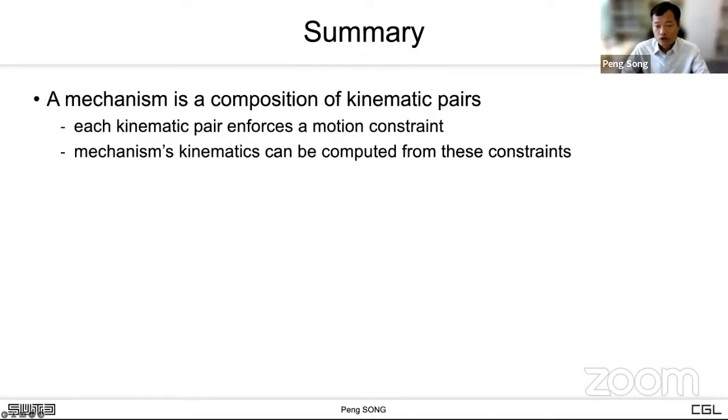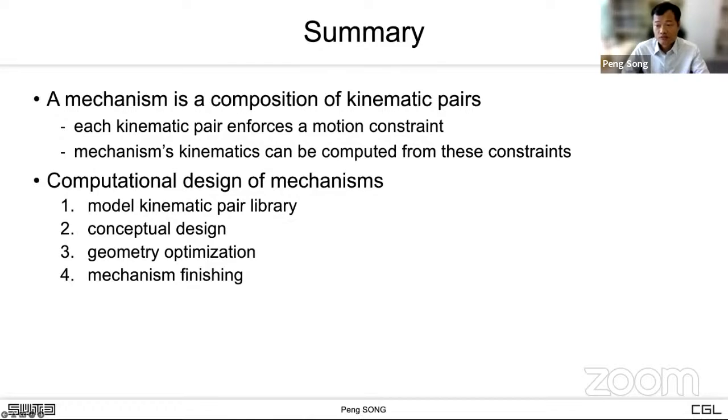Summary. In this motivational talk, I have introduced that a mechanism is a composition of kinematic pairs. Each kinematic pair enforces a constraint on the mechanism's motion, and the mechanism's kinematics can be computed from these motion constraints. Next, I introduced a general method for computational design of mechanisms with 4 steps. First, model a library of kinematic pairs, including their geometry, kinematics, and connection rule. Conceptual design to determine the mechanism's topology. Geometry optimization on the mechanism to satisfy various design objectives and constraints. And mechanism finishing to make the mechanism geometry ready for fabrication. Lastly, there are several challenges in computational design of mechanisms, which also provide opportunities for future research.